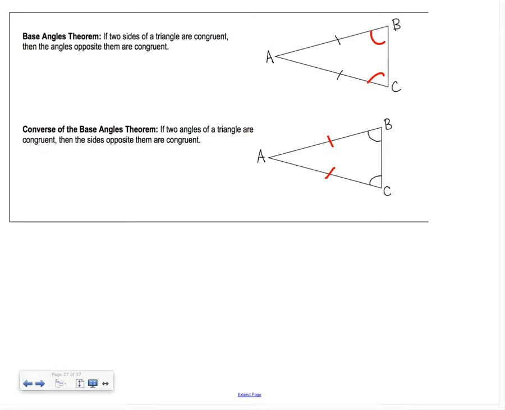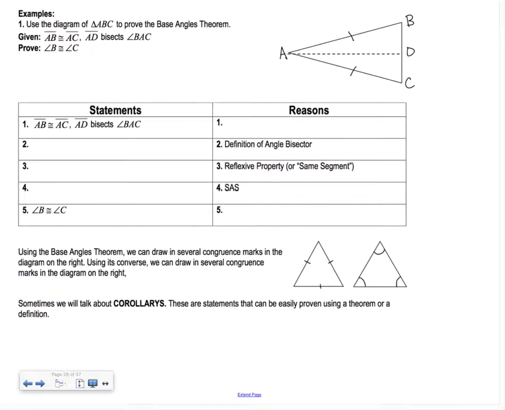And a lot of times you're going to have these complicated geometry sketches, and you have to figure out what X, Y, Z, W, all of those things are. You're going to have to draw those markings in. You're going to have to know that they're congruent. Okay, so it says use the diagram of ABC to prove the base angles theorem. So we'll quickly go through this.